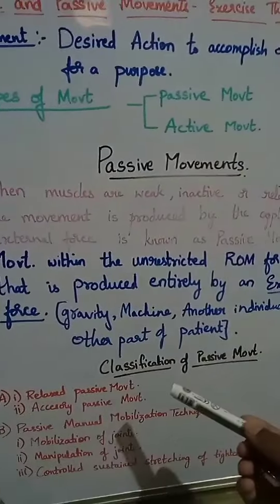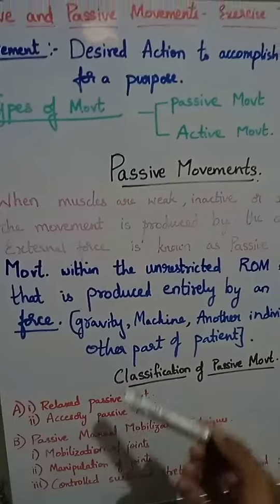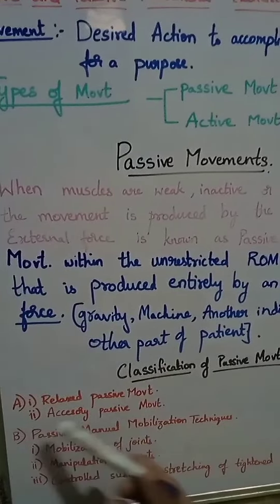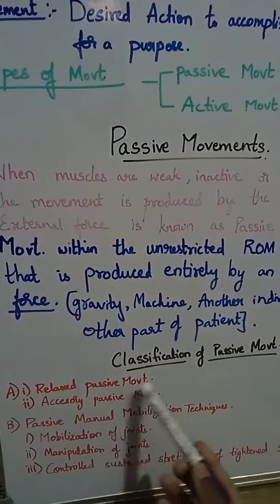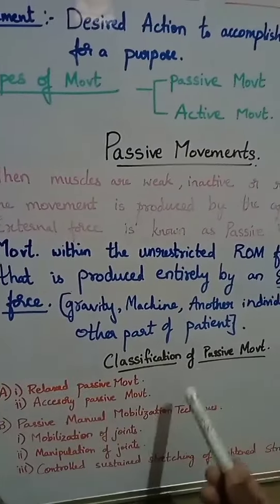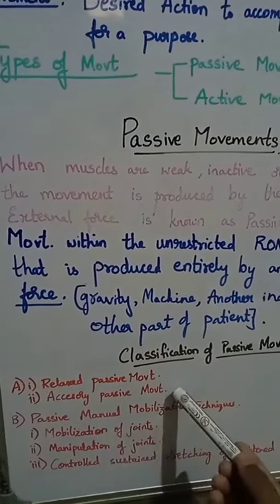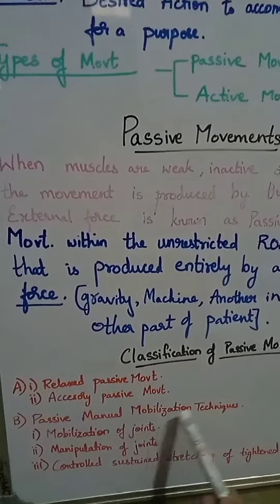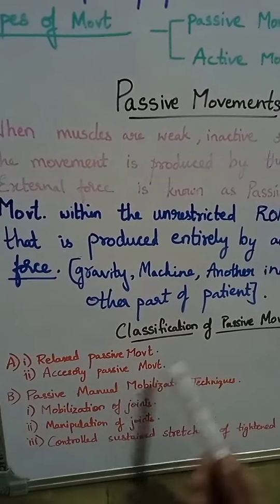If we go into the classification of the passive movements, it is divided into A and B. In A we get the relaxed passive movement. In this video we are mostly going to deal with these relaxed passive movements, and accessory passive movements and passive manual mobilization techniques. What are these passive manual mobilization techniques?